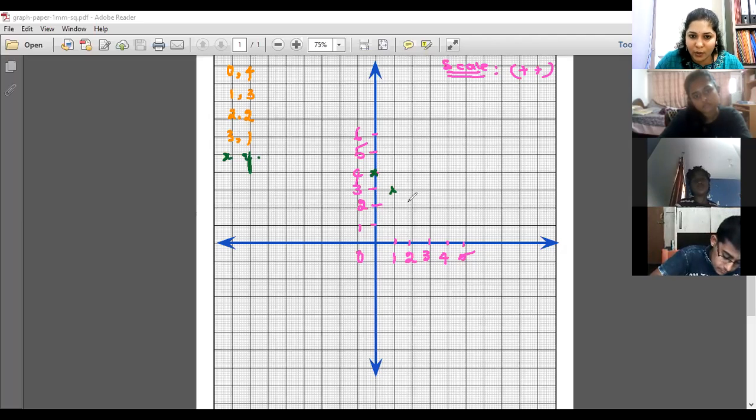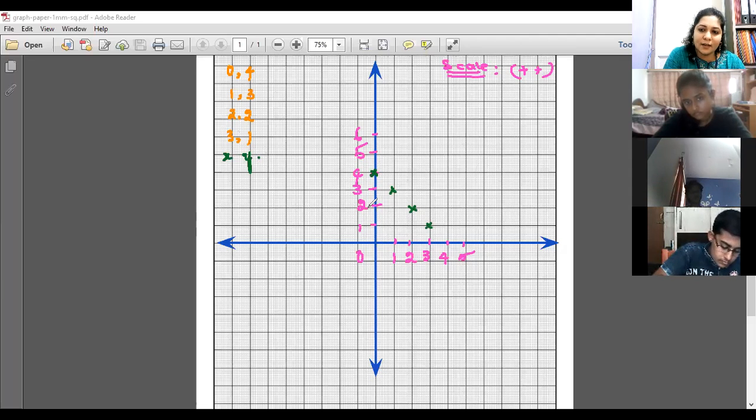Then what is the third point? 2 comma 2. So start from the origin, move 2 units and again 2 units. So here is your 2 comma 2. Whereas the next point, 3 comma 1. So start from 0, go to 3 and then plot up to 1. So here is your point. Is this the graph you guys also have got? Is it the same graph? Yes, ma'am.